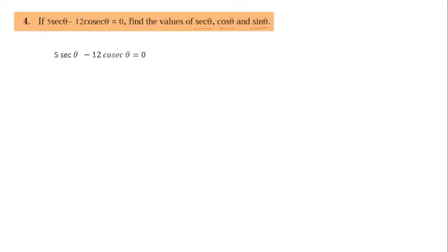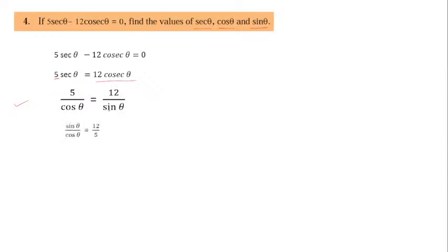Now if we take minus 12 cosec theta to the right hand side, it will become plus 12 cosec theta. Now we know that sec is a reciprocal of cos. So we take 5 in the numerator as it is, and sec is nothing but 1 divided by cos. In the same way, on the right hand side also, we have taken 12 in the numerator as it is, and instead of cosec theta, we have written 1 divided by sin theta. So we'll get this expression: 5 divided by cos theta is equal to 12 divided by sin theta.